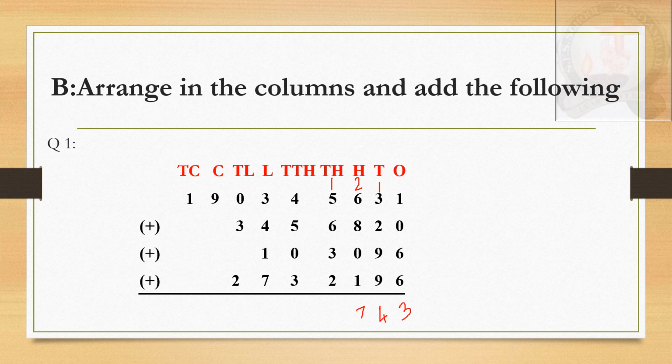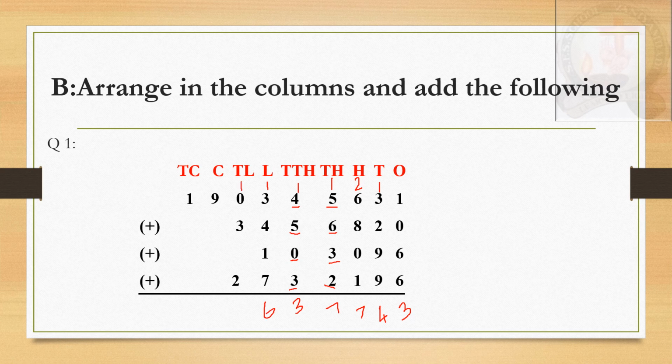1 plus 5 is 6, 6 plus 6 is 12, 12 plus 3 is 15, 15 plus 2 is 17. For 17, write 7 and carry 1 to the next digit. Now 1 plus 4 is 5, 5 plus 5 is 10, 10 plus 0 is 10, and 10 plus 3 is 13. For 13, write 3 and carry 1. Now 1 plus 3 is 4, 4 plus 4 is 8, 8 plus 1 is 9, 9 plus 7 is 16. For 16, write 6 and carry 1 to the next digit.